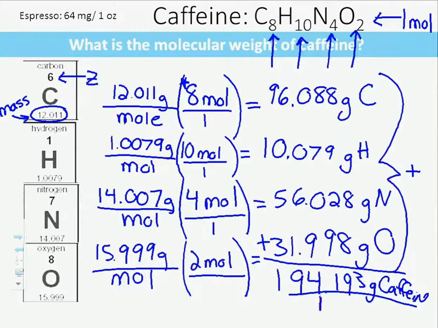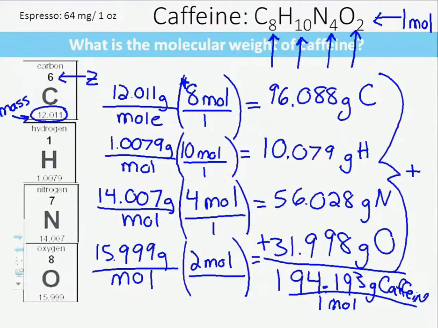Per 1 mole. So we have, and you can't really see my decimal, let me make that a little more obvious, 194.193 grams of caffeine per mole. Go ahead and write this down, make sure you remember it, because we're going to be utilizing that a lot today. So this answers our question of, if you have 1 mole of caffeine, how much does it weigh?